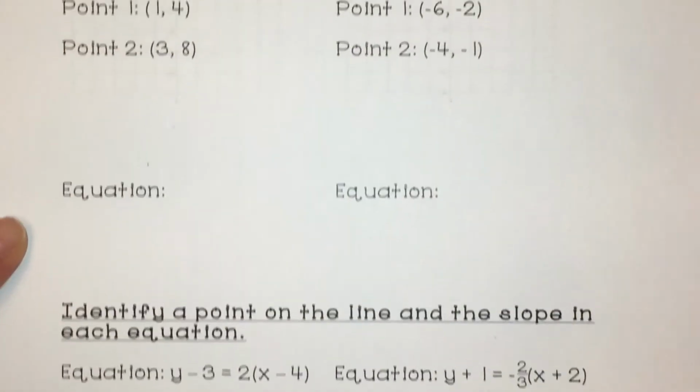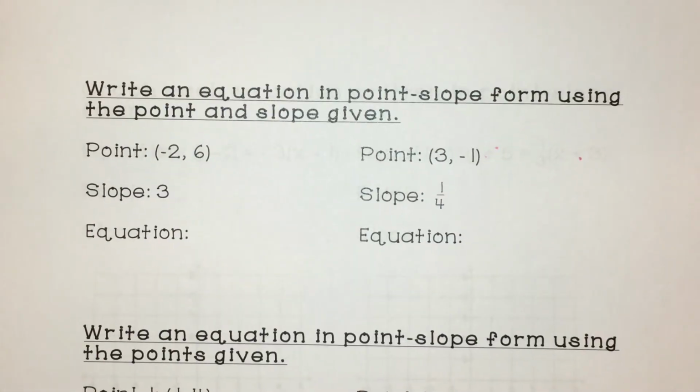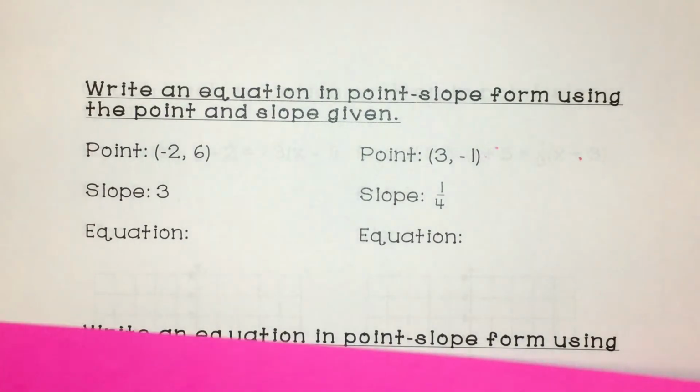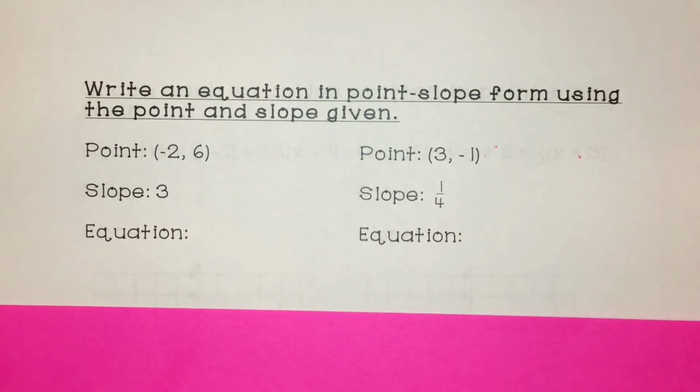All right, so I'm going to have you try a few. Okay, so I'm going to have you start out with finding the equation given a point and a slope. Go ahead and try it. Come back when you're ready for the answer.